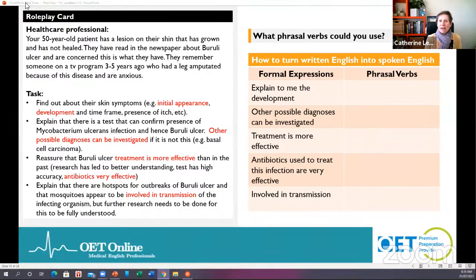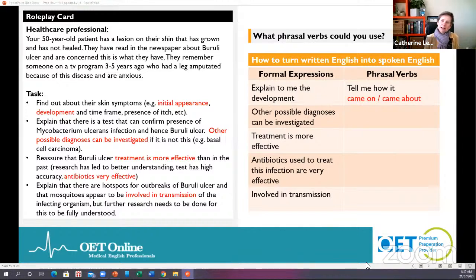Okay, let's talk about phrasal verbs. Now, phrasal verbs we tend not to use so much in the letter, in the OET subtest writing, if we're writing to colleagues, because the phrasal verbs are less formal usually. So what I'd like to do is work through these formal expressions, and if you can tell me a phrasal verb that could be used to say this phrase on the left-hand side. For example, explain to me the development. Instead, we could say, tell me how it came on, or tell me how it came about.